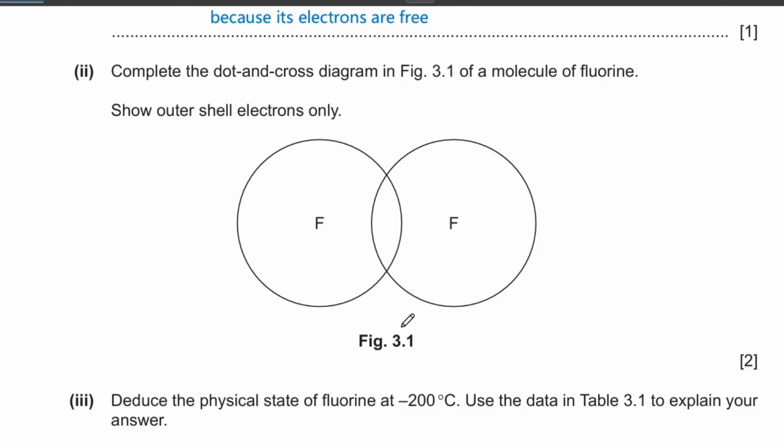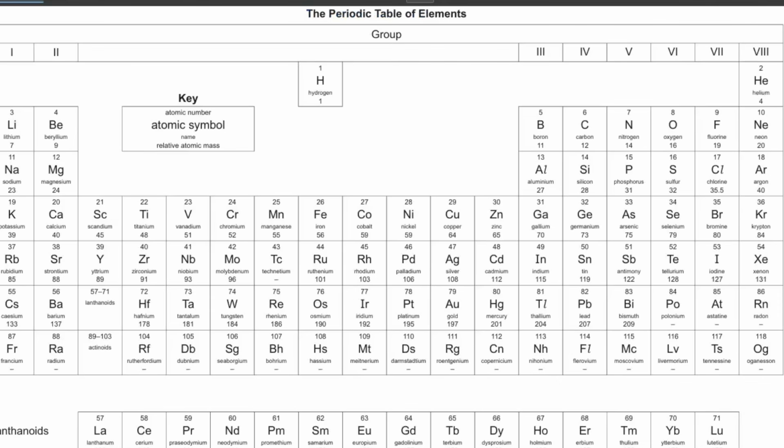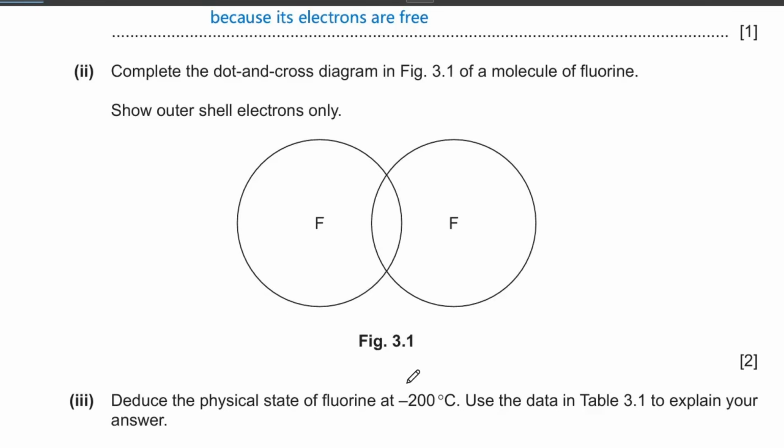Next, complete the dot and cross diagram in figure 3.1 of a molecule of fluorine. Show outer shell electrons only. So we have to show outer shell electrons only. It's important that you follow this instruction. To draw our dot and cross diagram, I will always advise students to first of all write the electronic configuration of the elements involved. So we have fluorine, 2 fluorine. Check our periodic table, fluorine is number 9. So that means the number of electrons in fluorine is 9, and the electronic structure is going to be 2, 7, and 2, 7, since both of them are fluorine.